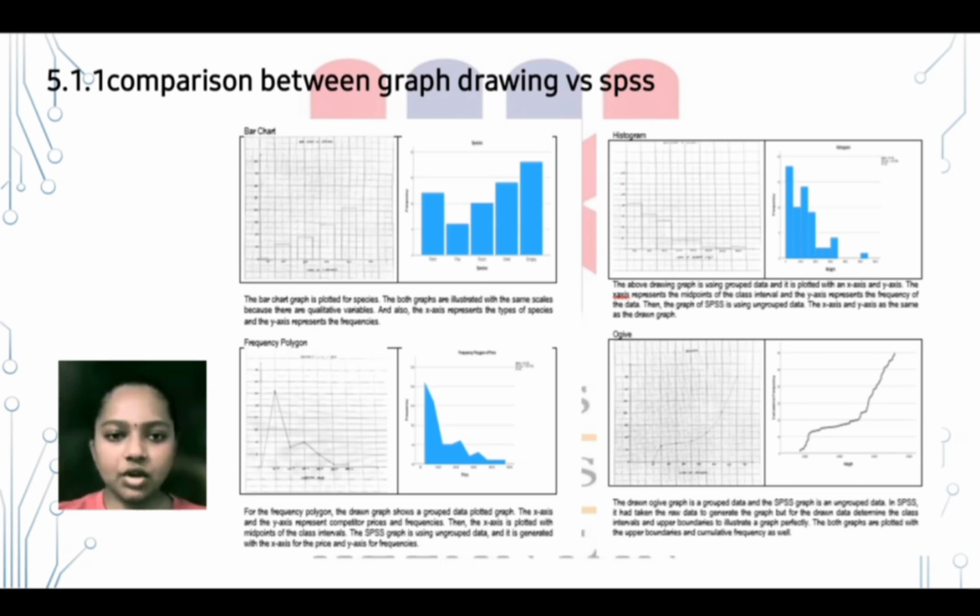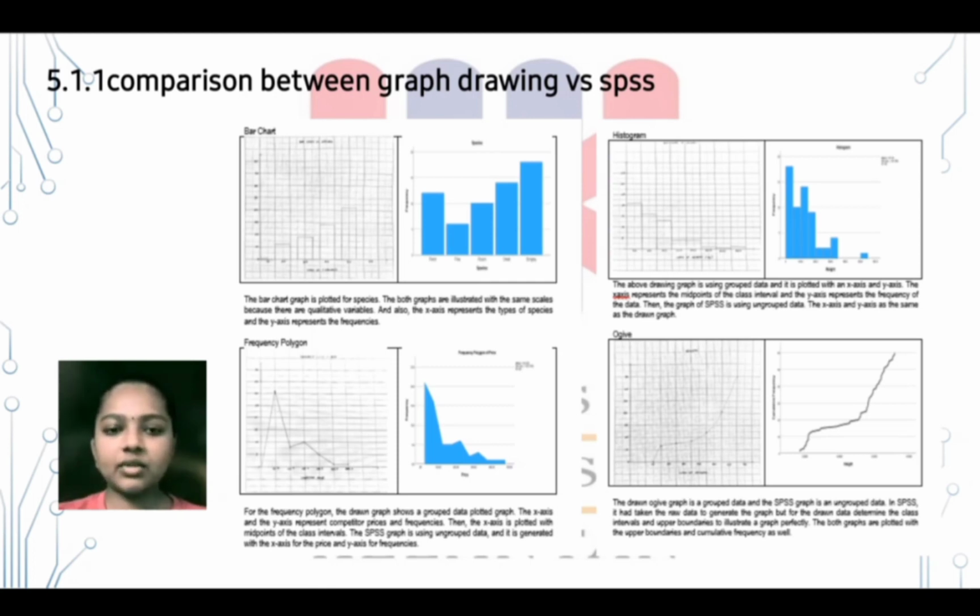Moving on to measures of variation, we will be looking at bar charts, frequency polygons, histograms, and OGIVEs. We will compare the graphs drawn by hand to those generated by SPSS. Starting with the bar chart of species, we can see that both the hand-drawn and SPSS generated graphs are illustrated with the same scales. The x-axis represents the type of species and the y-axis represents the frequencies.